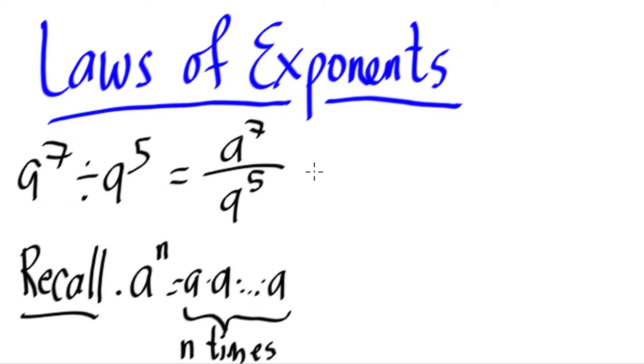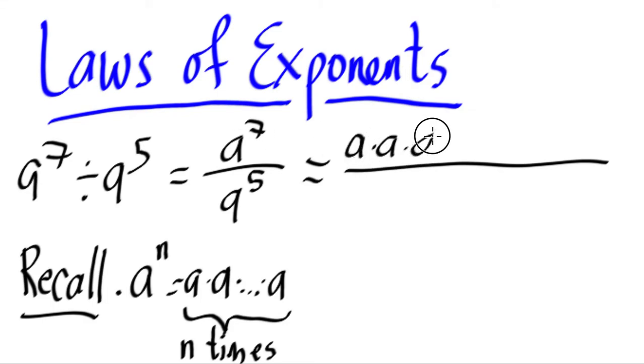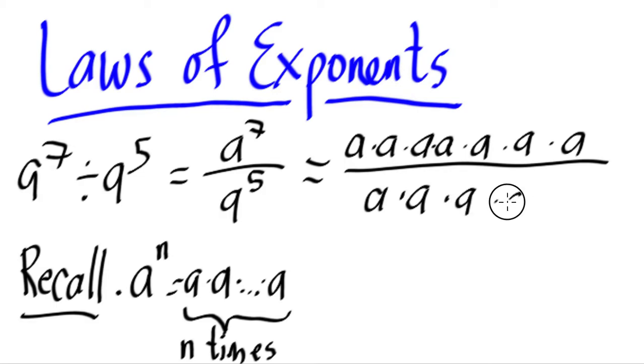So if we're going to apply this here, we can see that a raised to 7 can be written as a 7 times. A times a times a times a times a times a times a. Okay, so this is 7 times: 1, 2, 3, 4, 5, 6, 7. And we're going to write also in the denominator a 5 times. A times a times a times a times a. Okay. Now, remember our cancellation method in dealing with division of exponents.